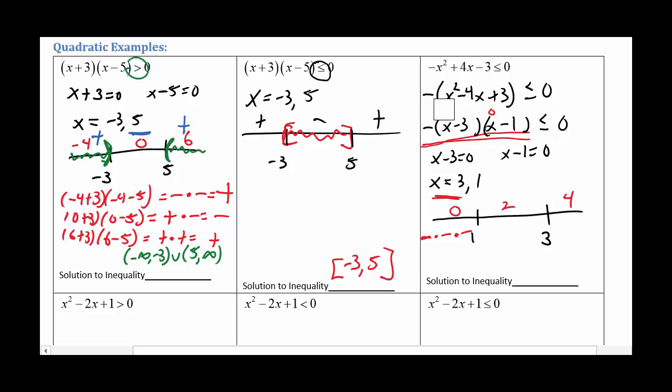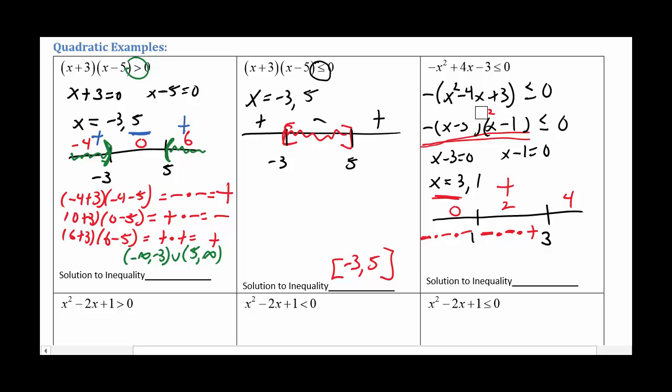Then I'm going to come up. Well, let me kind of change the size of my eraser. Oh, sorry. Come back there. Okay. So I'm going to do the same thing with 2. So I'm going to put a 2 in for x, and I have that negative out front. Okay. So 2 minus 3 gives me a negative result. And then 2 minus 1 gives me a positive result. So what happens when I multiply a negative and a positive? I get a positive number.